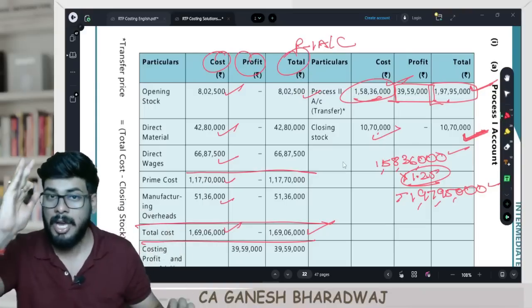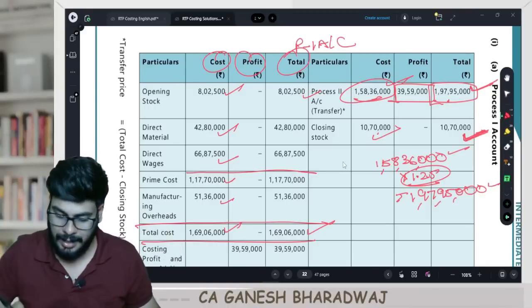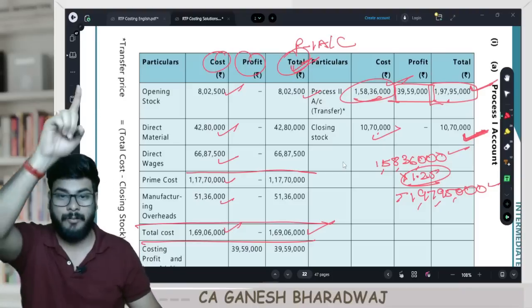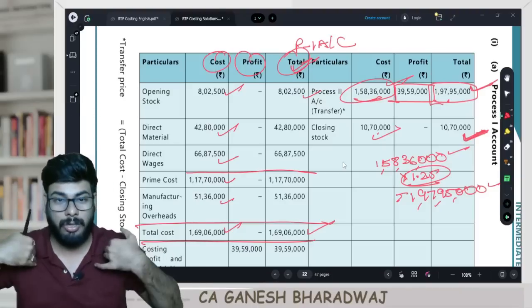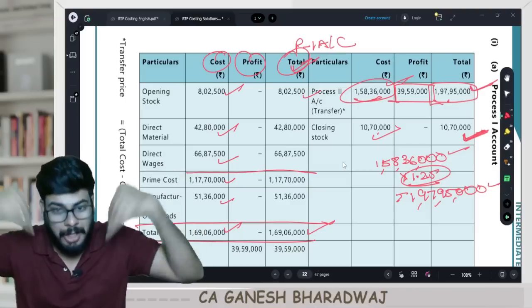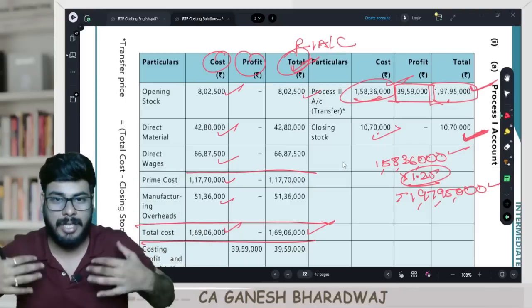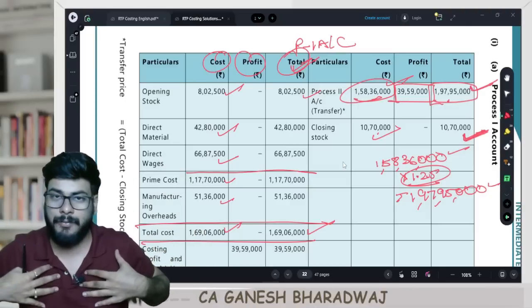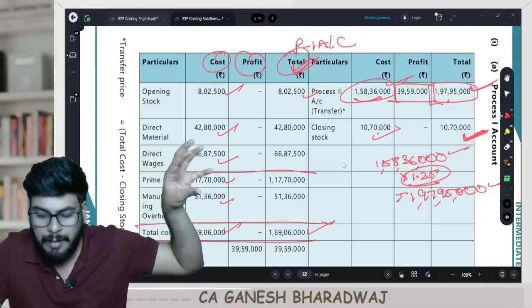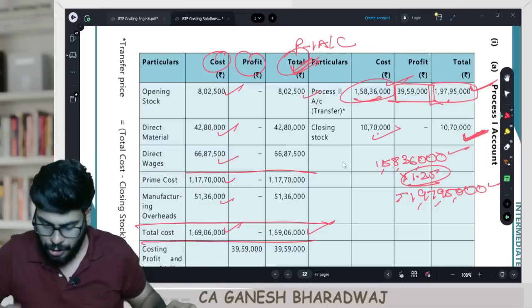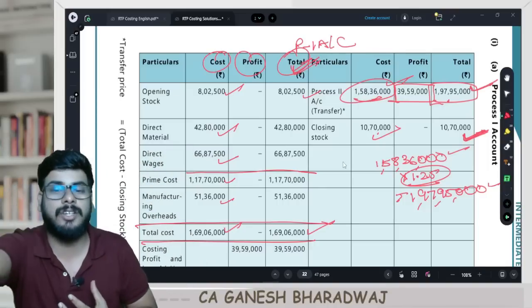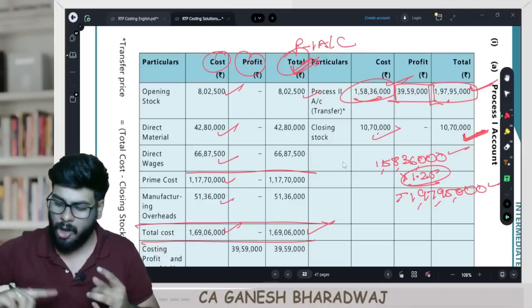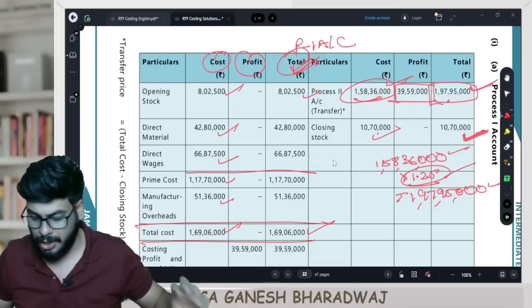Very, very simple, but you need to do it in a certain way. This total column first needs to be balanced. Why? Because this total column is the cost column of the particular process. Are you clear with this? From the point of view of the process, it only will be having the total column, right? So you take the total and you calculate the value of goods that is getting transferred to the next process. On that, you calculate the 25%. Are you clear with this, guys?